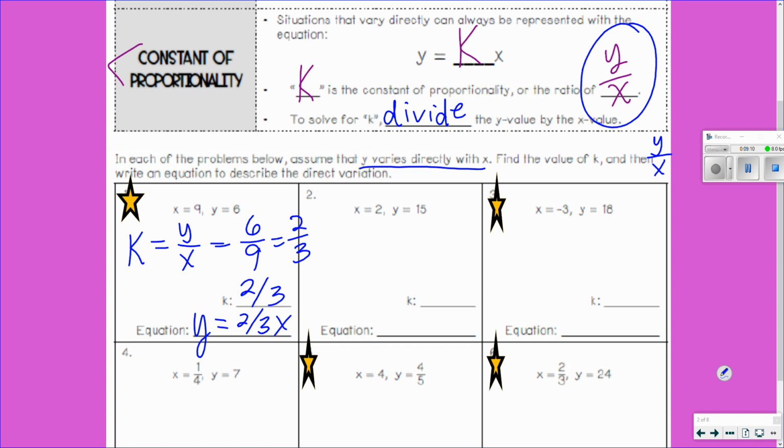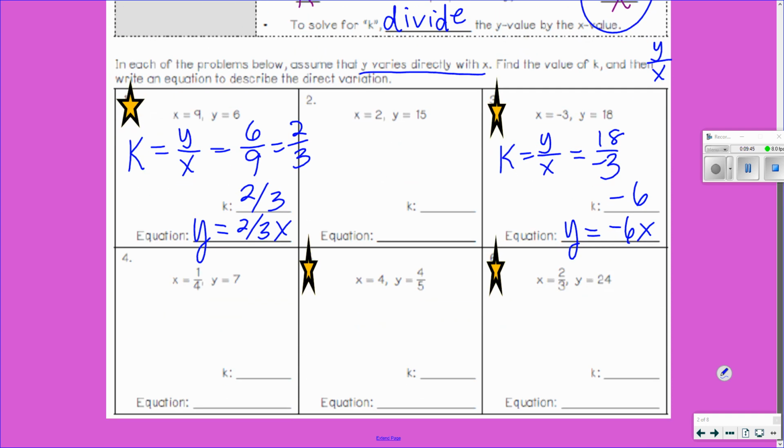All of the equations must have a y and an x, correct? Okay. All right, let's do this one over here. So k equals y over x, 18 over -3. Well, what's 18 divided by -3? -6. So now what would your equation be? Y equals -6x. Am I going too fast? No. Okay. Let's come down here and do one with a fraction.